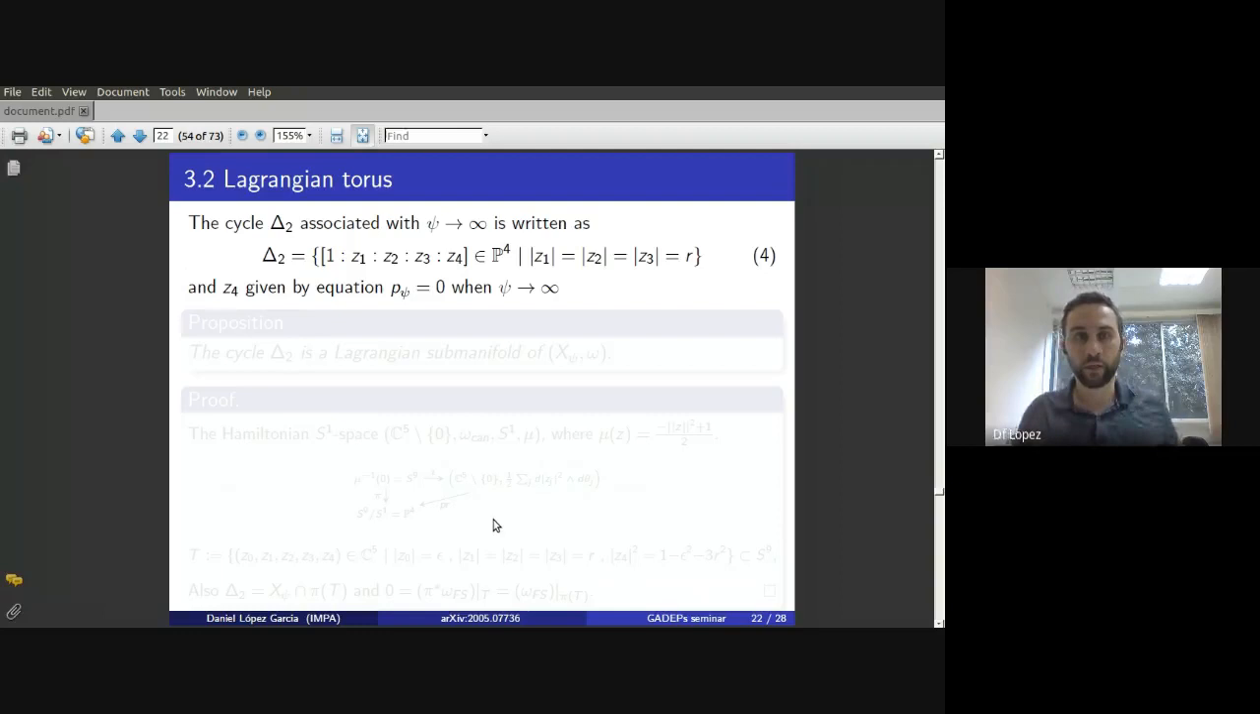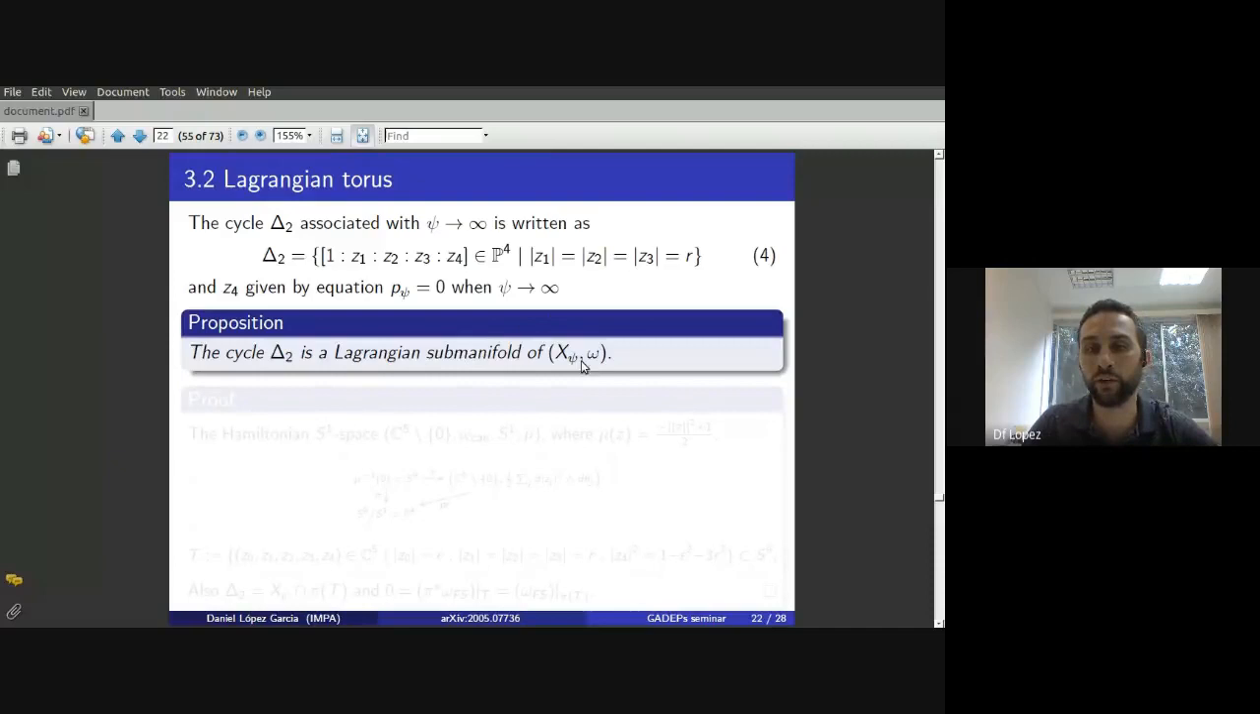There is another cycle, delta 2, which is associated with the degeneration with psi going to infinity. And this is written like this. We take C0 equal to 1, and we fix the norm of C1, C2, C3 equal to some r small enough. And C4 is given by this equation, again, when psi goes to infinity. We can see that this is a torus, and we can also show that this is a Lagrangian submanifold of the hypersurface.